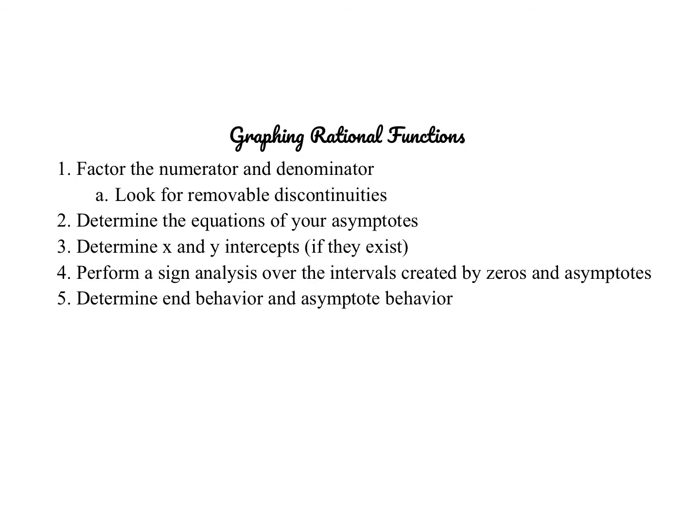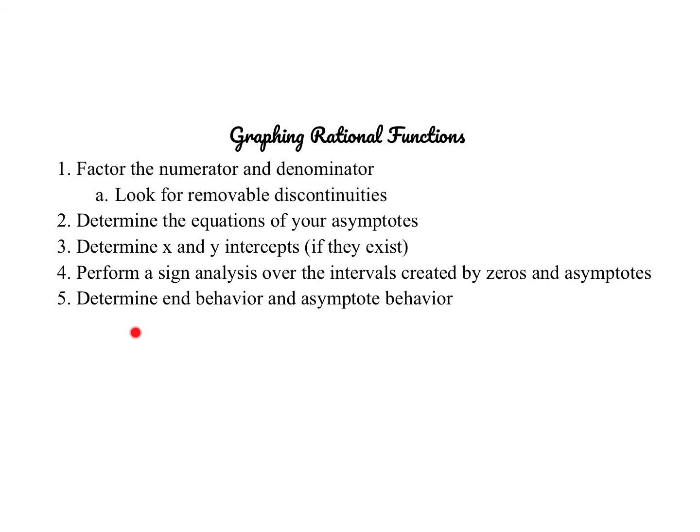All right, so anytime we're graphing a rational function, we're going to go through this process. First, we're going to factor the numerator and denominator, and we're going to look for removable discontinuities. Once we've factored, we can determine the equations of our asymptotes, and we can find the x and y intercepts if they exist. And then once we have all of those features placed, we can perform a sign analysis over the intervals created by zeros and asymptotes to figure out where our graph is positive and negative and how it's acting around each of our asymptotes.